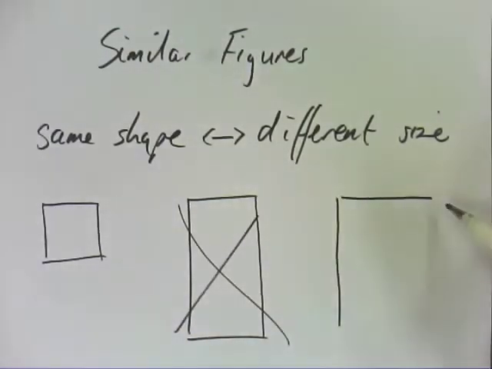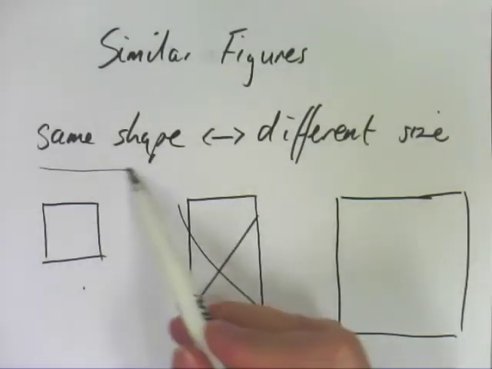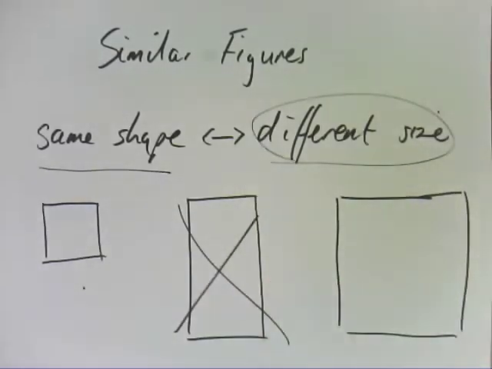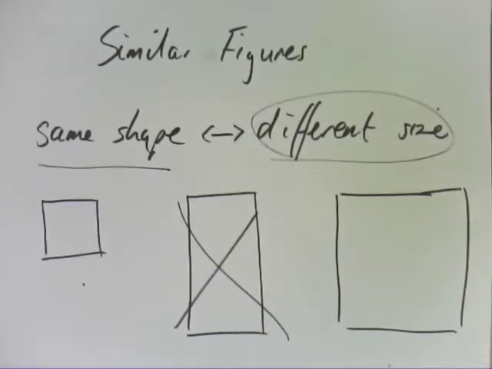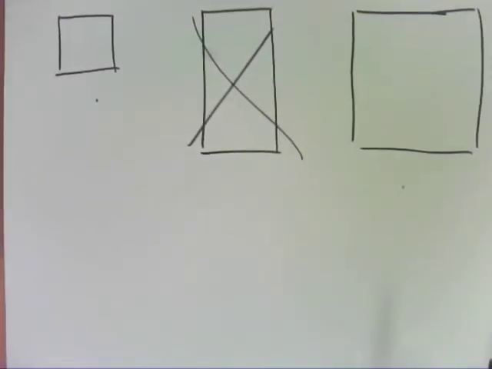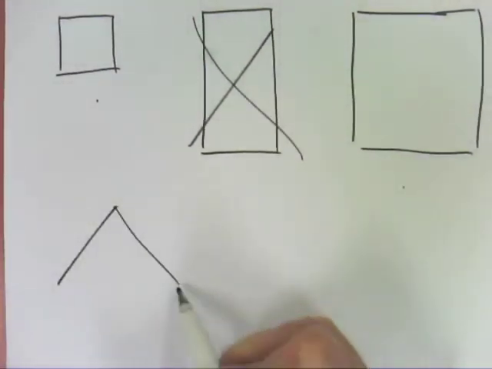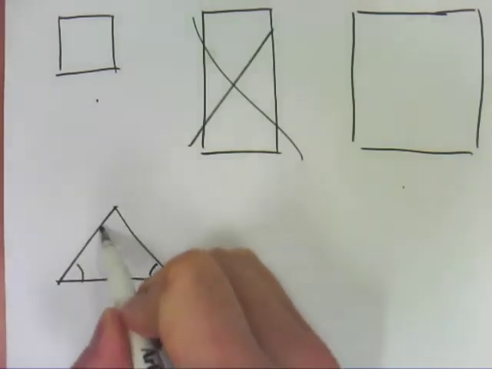But if I drew a bigger square, okay, this shape here and this shape here would be similar figures. They'd be similar shapes because they have the same shape, but they are a different size. The real example comes out when you're dealing with triangles or oddly angled quadrilaterals.